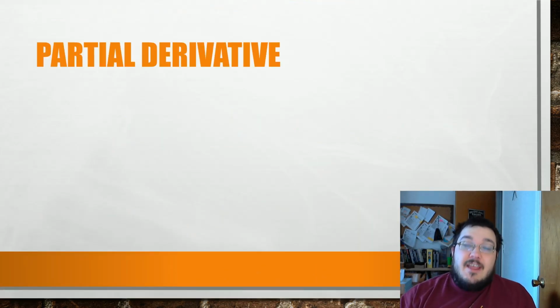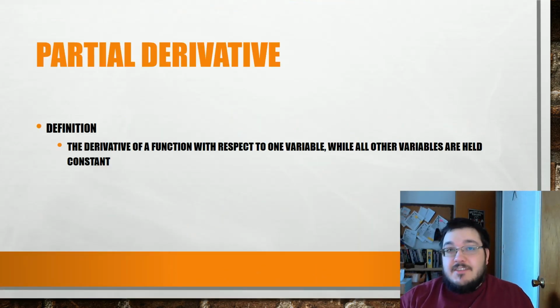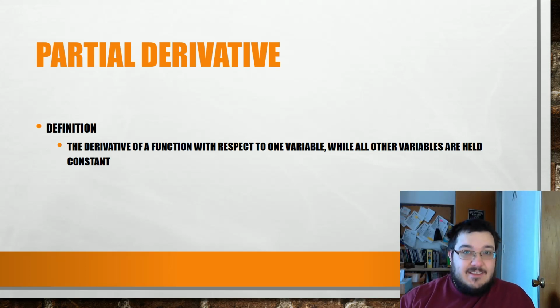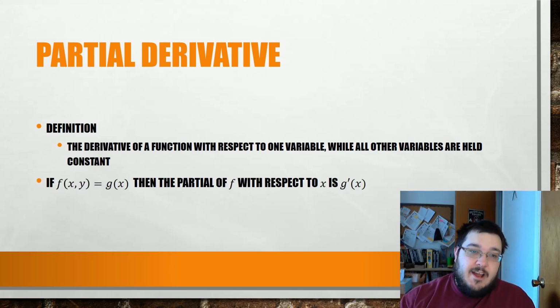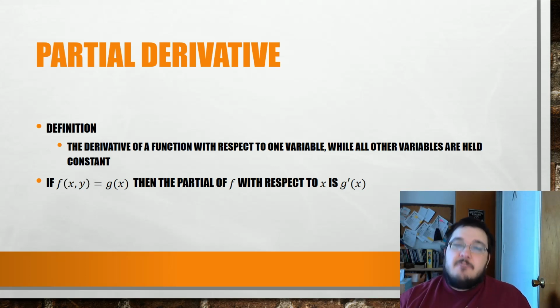So what is a partial derivative? Well, it's the derivative of a function with respect to one variable while all other variables are held constant. So if you have an x and a y inside your function, you can take the derivative with respect to x, ignoring the y essentially and treating it as a constant, or vice versa with the derivative with respect to y. Now, if you can rewrite your formula as a function of just a singular variable, just take the derivative of that function and you're good to go.